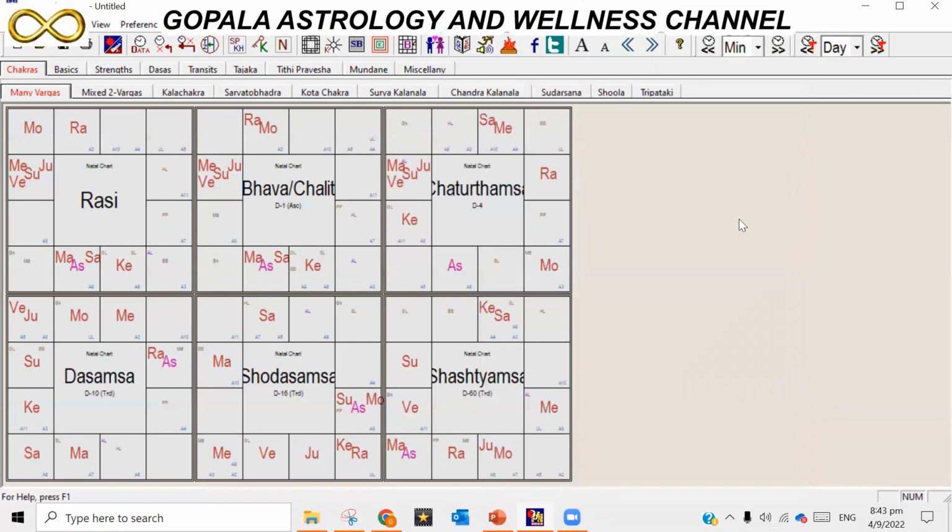D4, Chaturthamsha. How easily you can do all these manipulations in Jagannath Hora. Right? So the ascendant did not change in terms of D4, Chaturthamsha. Okay.